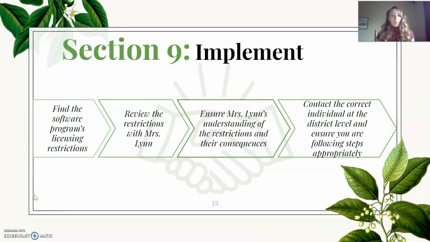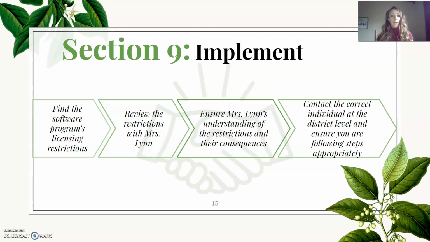Once I have evaluated all options and chosen the best plan, I will work to implement this in my school. In order to communicate policies, laws, regulations, and procedures regarding copyright, I would begin by finding the specific software program's licensing restrictions and review it with Mrs. Lin, ensuring her understanding of what is allowed and what is not, as well as ensuring she is aware of the consequences for violating these restrictions.